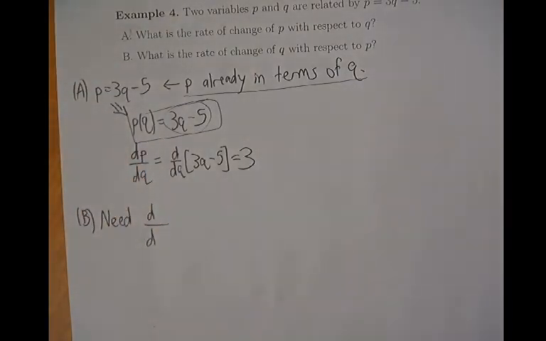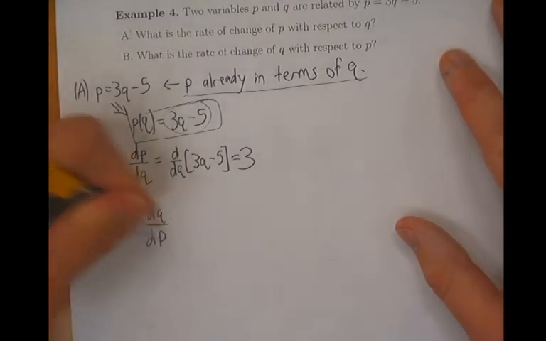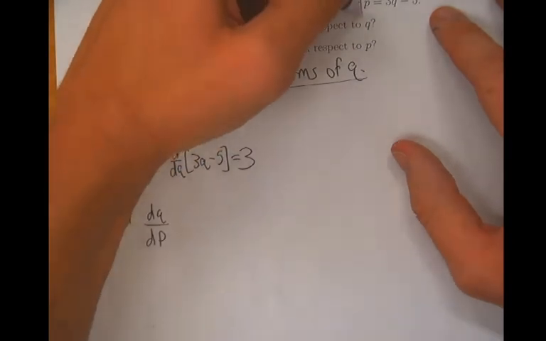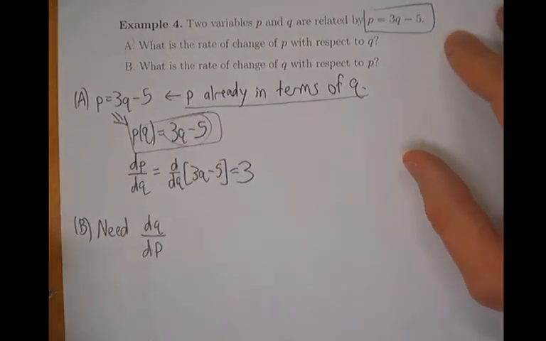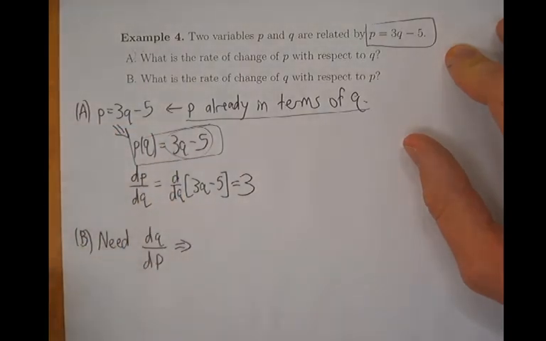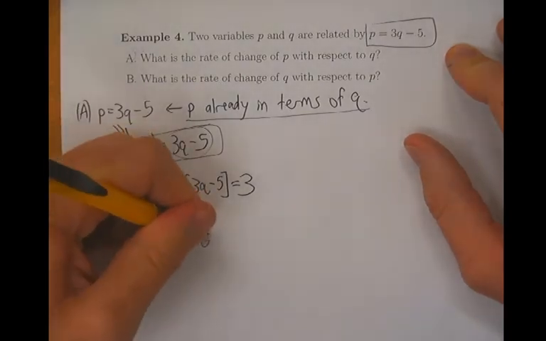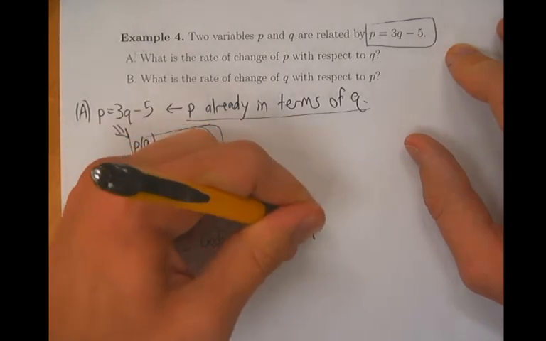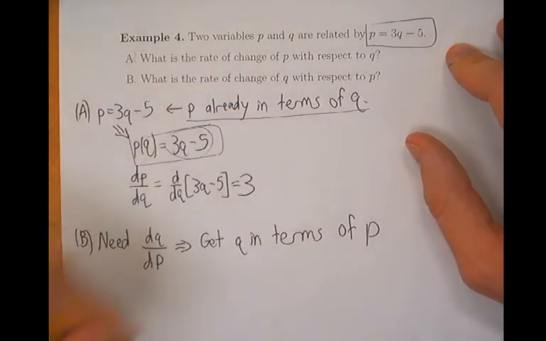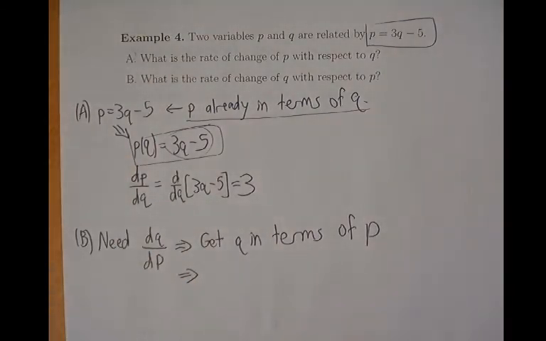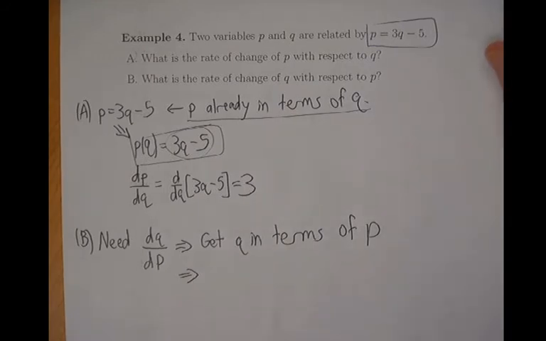Q over P. Yeah, q over p. So because of that, well, wait a minute, we only have p equals 3q minus 5, right? So what that tells us is that we should probably find some way to get q in terms of p, right? If we were to do that, that means we need to get q by itself.